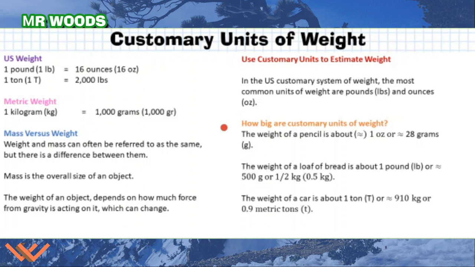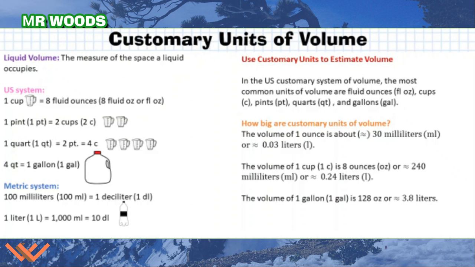The weight of a loaf of bread is about 1 pound or 500 grams or half of a kilogram. The weight of a car is about 1 ton. That's a small car nowadays, or 910 kilograms or 0.9 metric tons. Here we have customary units of volume. Liquid volume, the measure of the space a liquid occupies.